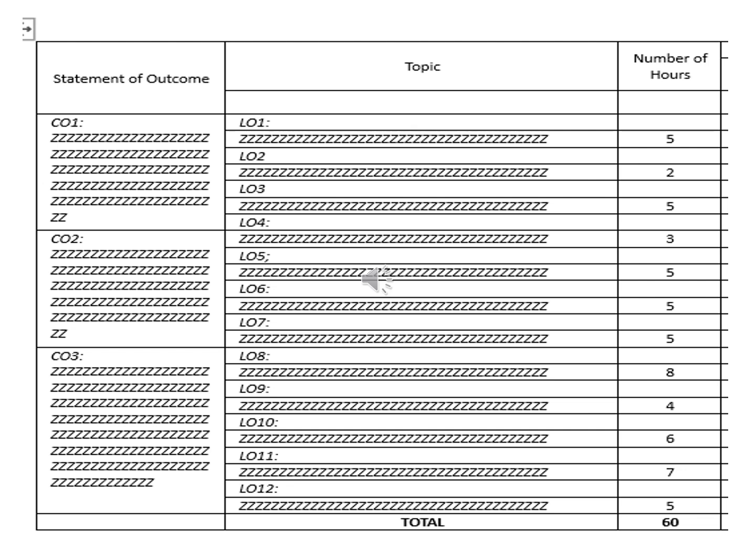LO9, 4 hours. LO10, 6 hours. Learning outcome 11, you spent 7 hours. And learning outcome 12, you spent 5 hours. So all in all, you spent 60 hours to discuss all the learning outcomes from LO1 to LO12.